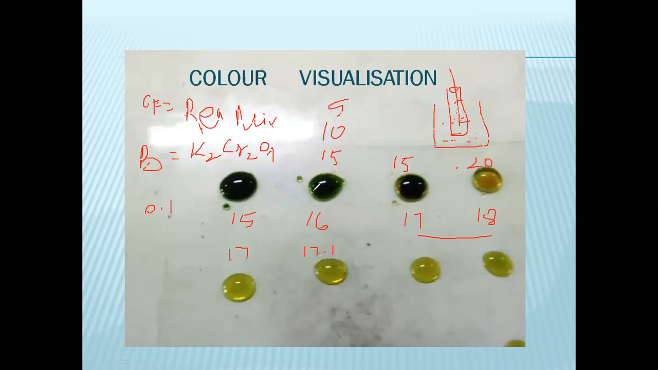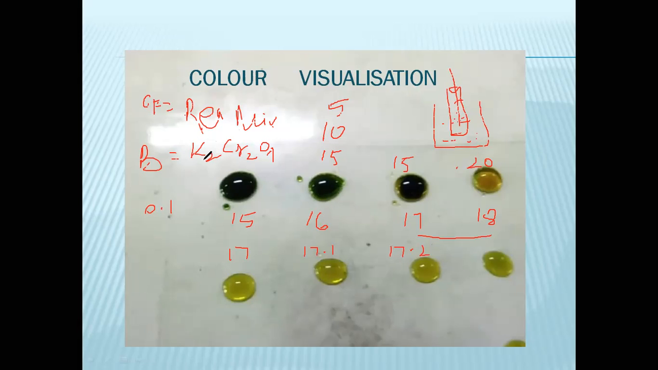At 17.1, when you put a drop of reaction mixture on the indicator, you will get the blue color. So still ferrous is present. Then again you add 0.1 ml, so it will become 17.2. Again you will get the Prussian blue color, right?